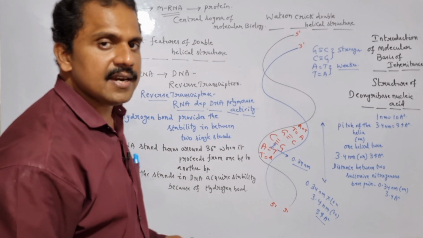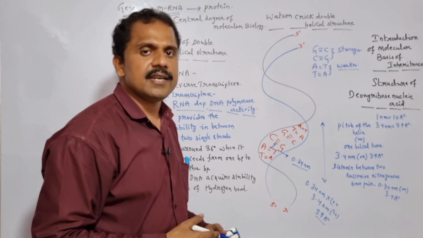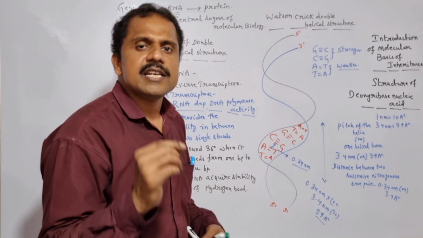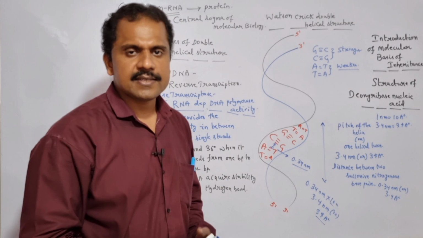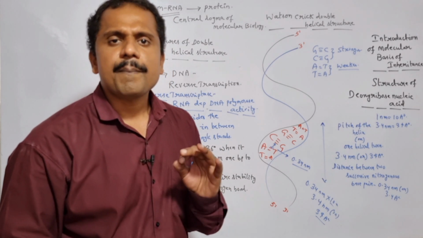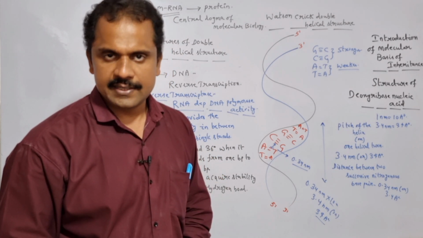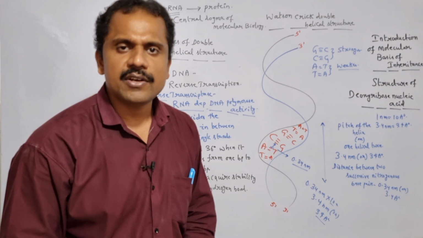So this is regarding the double helical structure of DNA, which was explained by James Watson and Francis Crick in detail. In the next upcoming lecture session, we will be studying the packaging of the helix. Is it clear? I hope that this video will help you a lot.